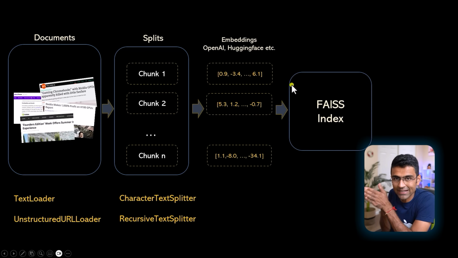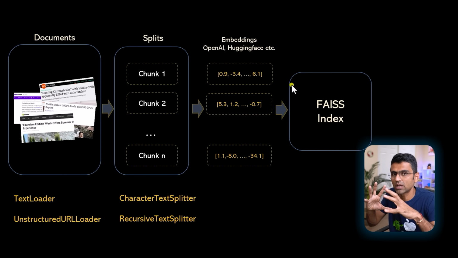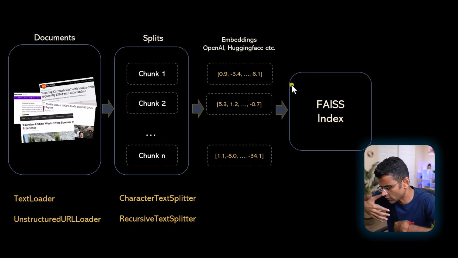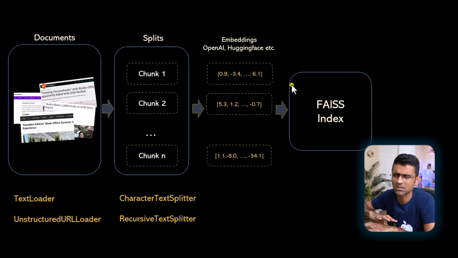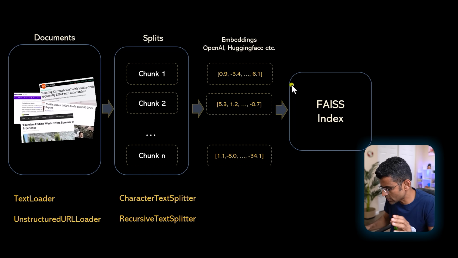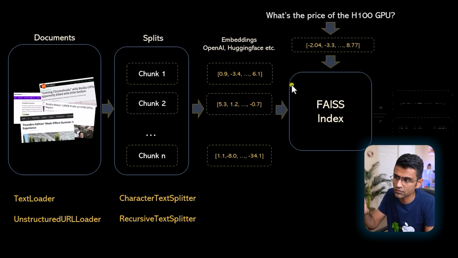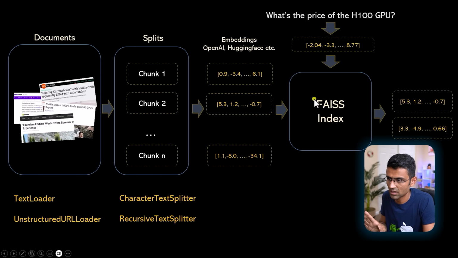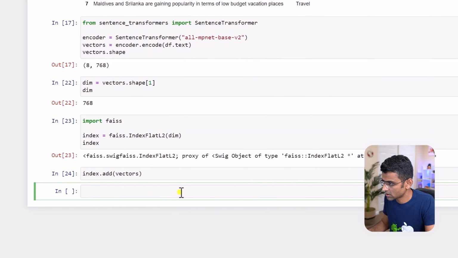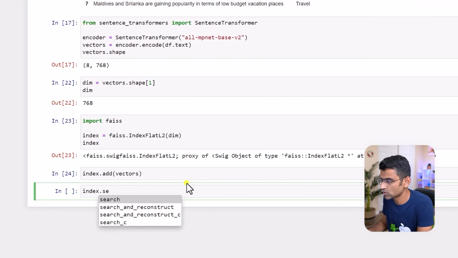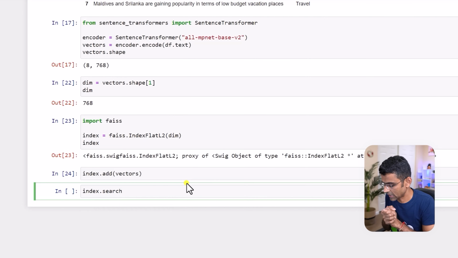We are just adding that into the Faiss index. Now the Faiss index will internally construct some kind of data structure. What that data structure is, is out of the scope of this video, but it is some data structure that allows you to do fast similarity search. So for a given vector, we can find which 2 or 3 vectors out of these 8 are similar.